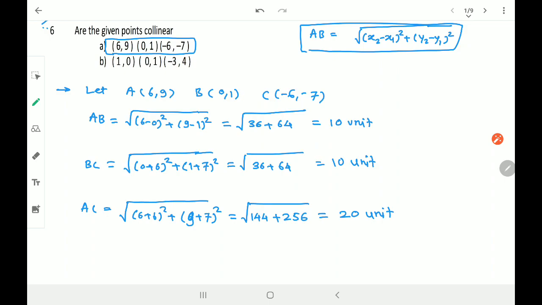So what I get here is AB plus BC, which is equal to 10 plus 10, which is 20, and is that equal to AC? Yes. Therefore A, B, C are collinear.